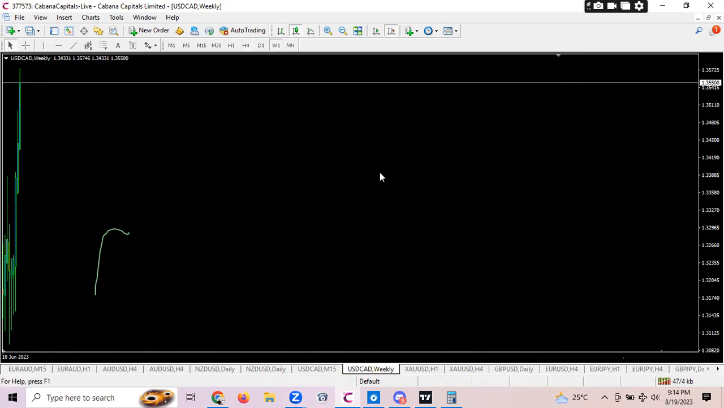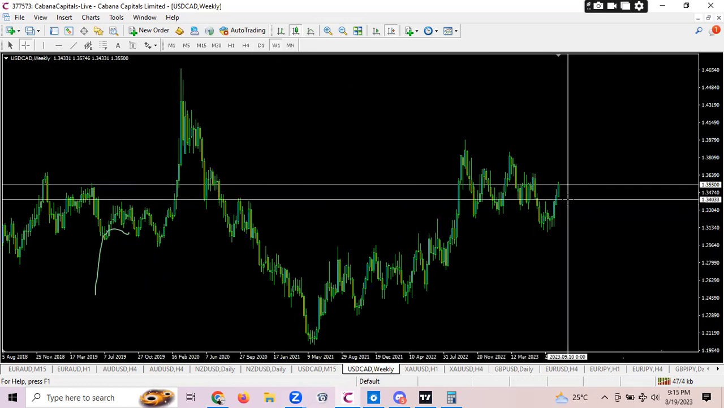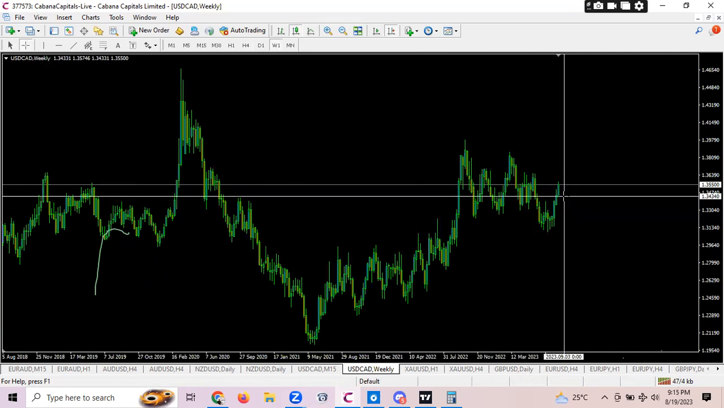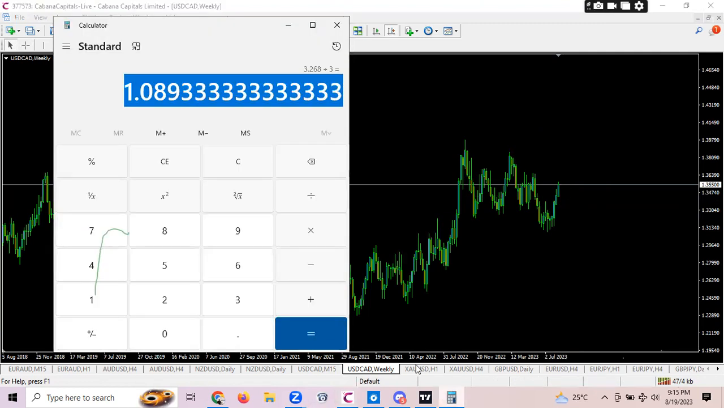So let's start with the weekly time frame. You can see the range of the weekly candle is more than 50, so we can use it for pivots. Open to close, this is about 110 pips. So let's get the pivots.